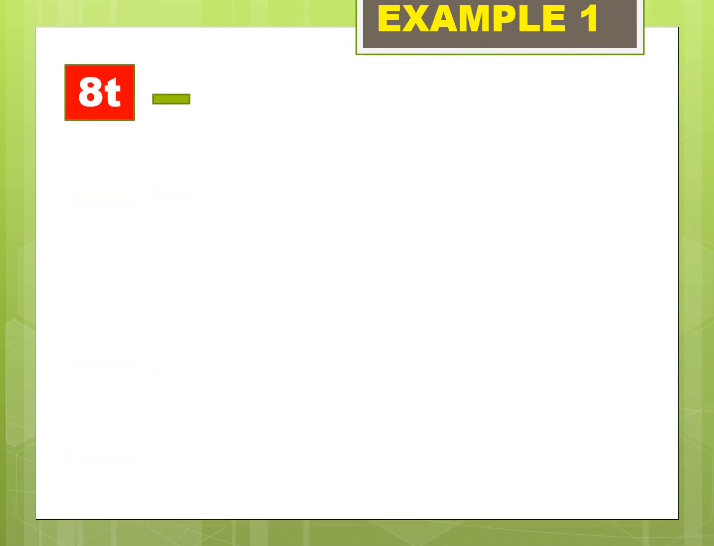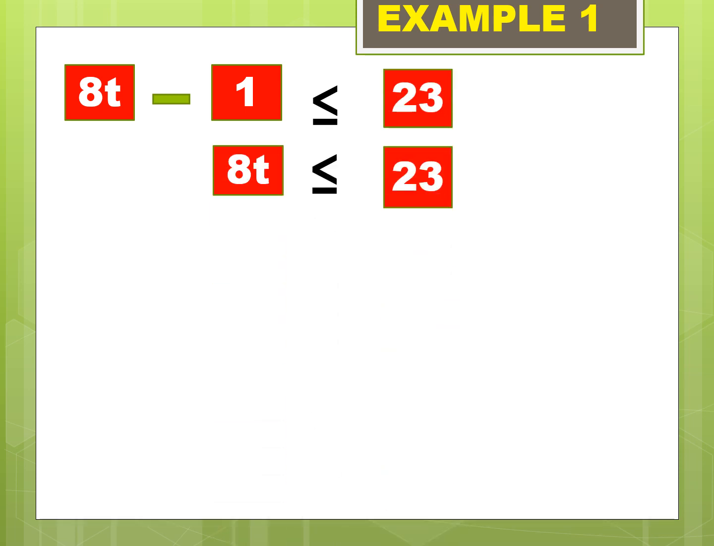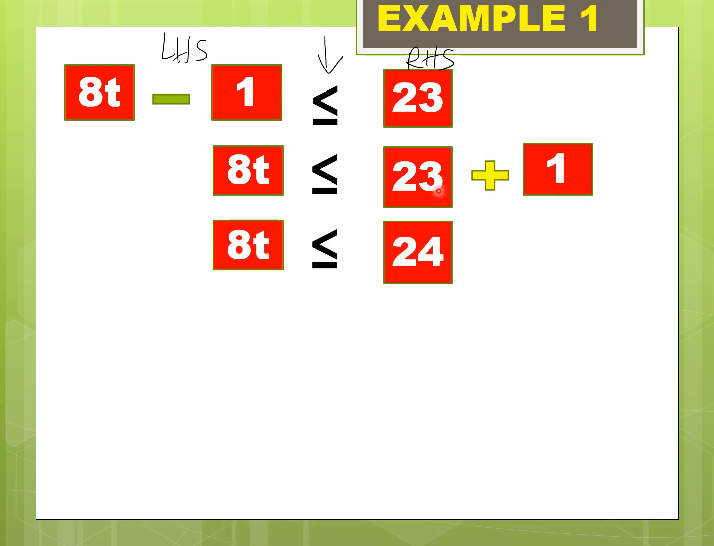Example 1, we have 8t minus 1 is less than or equals to 23. First, we are going to move the minus 1. So remember we talked about the left-hand side. So here is the left-hand side, and here is the right-hand side. And here is our inequality. So we're going to move this minus 1 over the inequality, and it's going to become a plus 1. So then 8t will be less than or equals to 24.